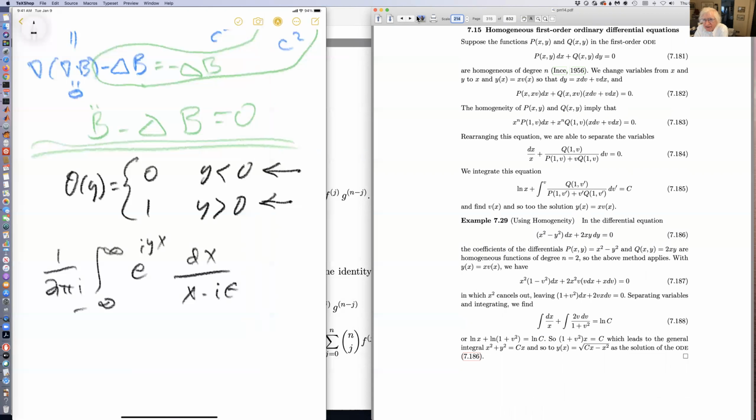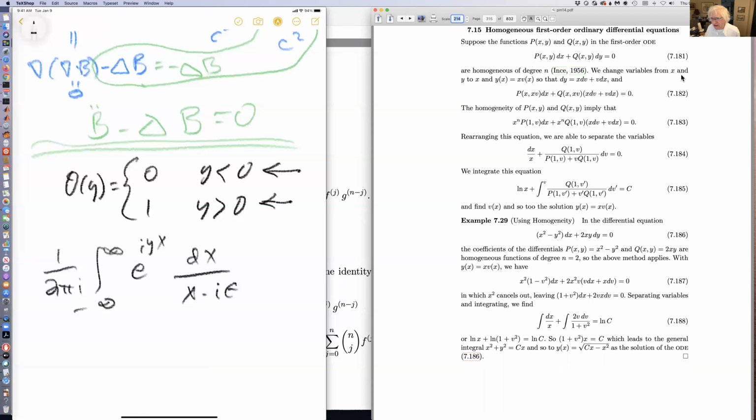All right, well, let me start here. Remember, we defined homogeneity by saying that a function's homogeneous if you scale all the variables in the same way and you wind up scaling the function by a power of the scaling factor. And so we're assuming then that we're looking at a first order ODE of this form, P dx plus Q dy, and assuming that P and Q are homogeneous of degree n.